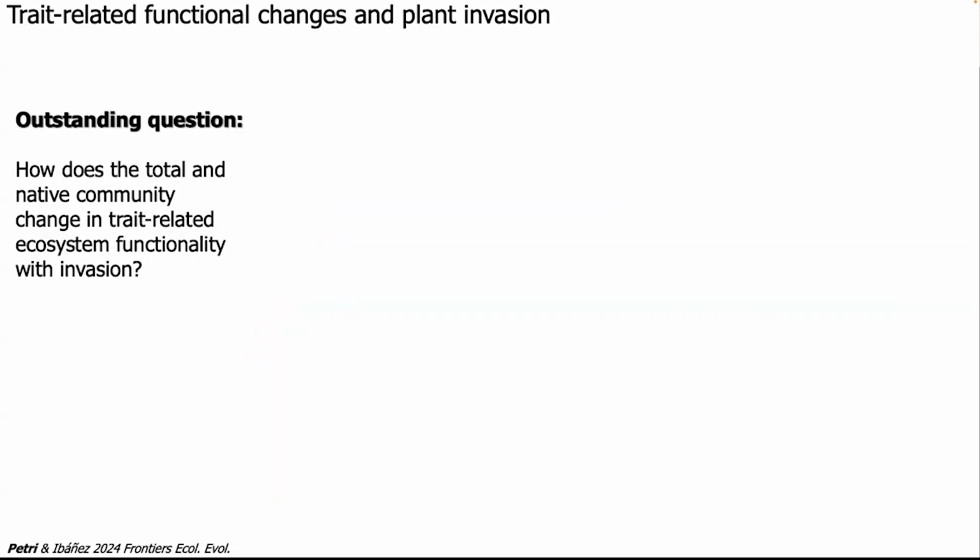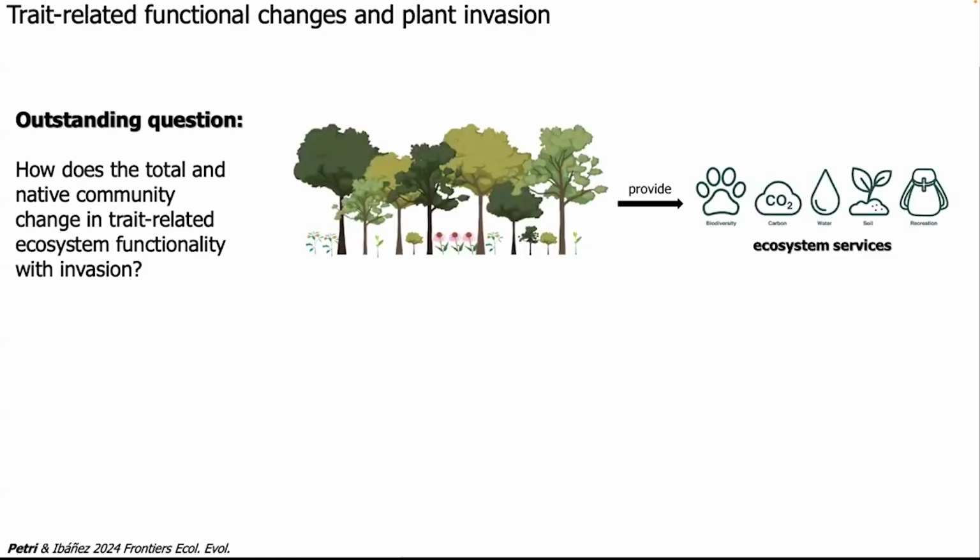So here, my main question at the local scale is how does the total and native community change in trait-related ecosystem functionality? That's a mouthful of a question, but it's really thinking about how those native communities are changing or not given an invasion. And that's thinking about traits and how those traits would potentially relate to functionality of that native community. So bringing the same diagram that I brought before.